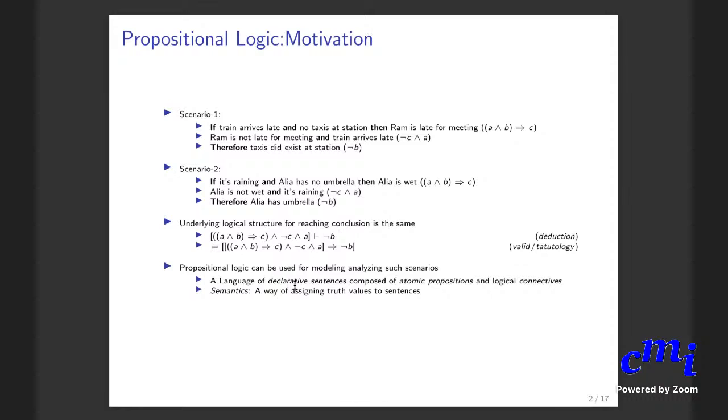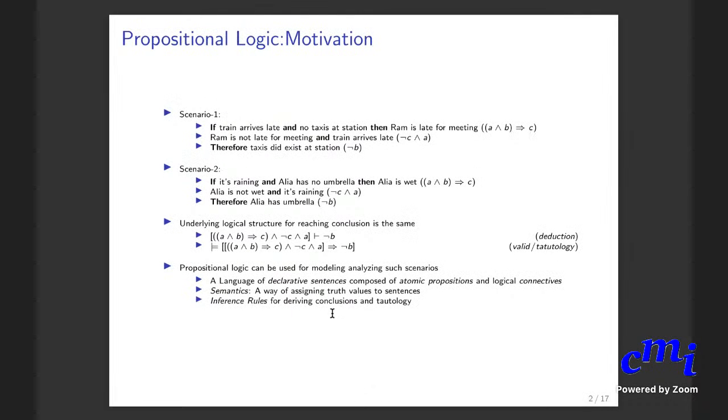In this case, these declarative sentences that are composed using logical connectives and atomic propositions are called formulas. That's also another term that is used. Then there is another component which gives meaning, semantics, to the formulas or sentences in the language of the logic. It defines rules, a way of assigning truth values to well-formed sentences.